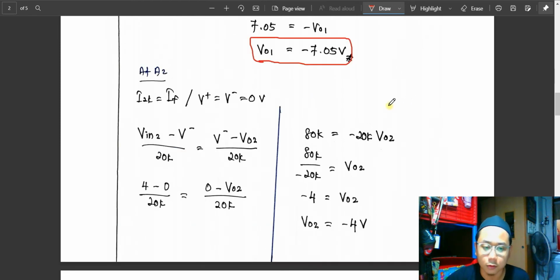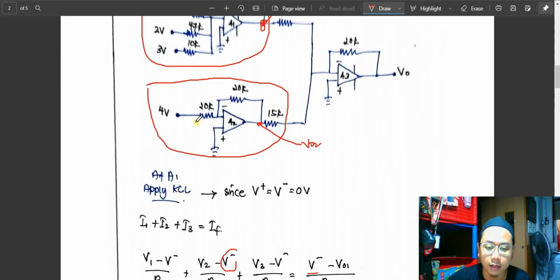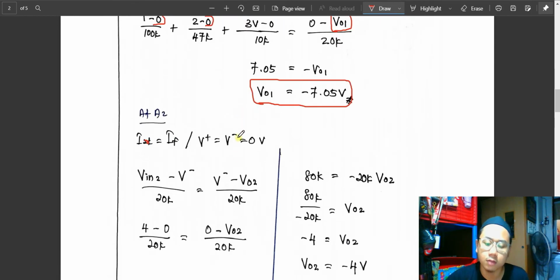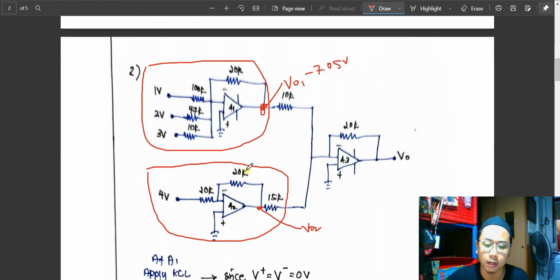For amplifier 2, I20k, this one is 20k, is equal to IF. V plus is equal to V minus is equal to 0 volts. So we know that the current here is the same as the current here. By using this formula, (V input minus V minus) over 20k, the first resistor, is equal to (V minus minus V out 2, the value we need to find) over 20k, which is the RF value right here.